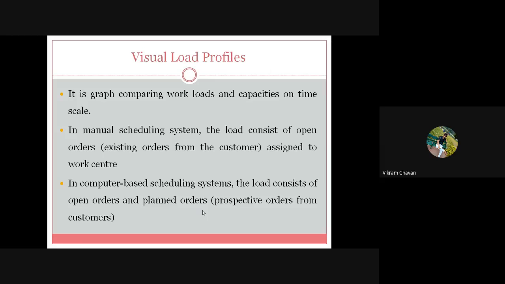So in a computer-based scheduling system, load consists of open orders and also planned orders. Now what will happen when there is overloading for a particular workstation? What are the options available when there is overloading for a particular workstation?